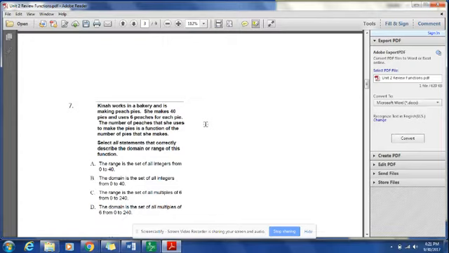She makes 40 pies and uses 6 peaches for each pie. The number of peaches that she uses to make the pies is a function of the number of pies that she makes. Select those statements that correctly describe the domain or range of this function. So what we have here is some language. If you look in the third sentence of the problem, the number of peaches that she uses to make the pies is a function of the number of pies that she makes.